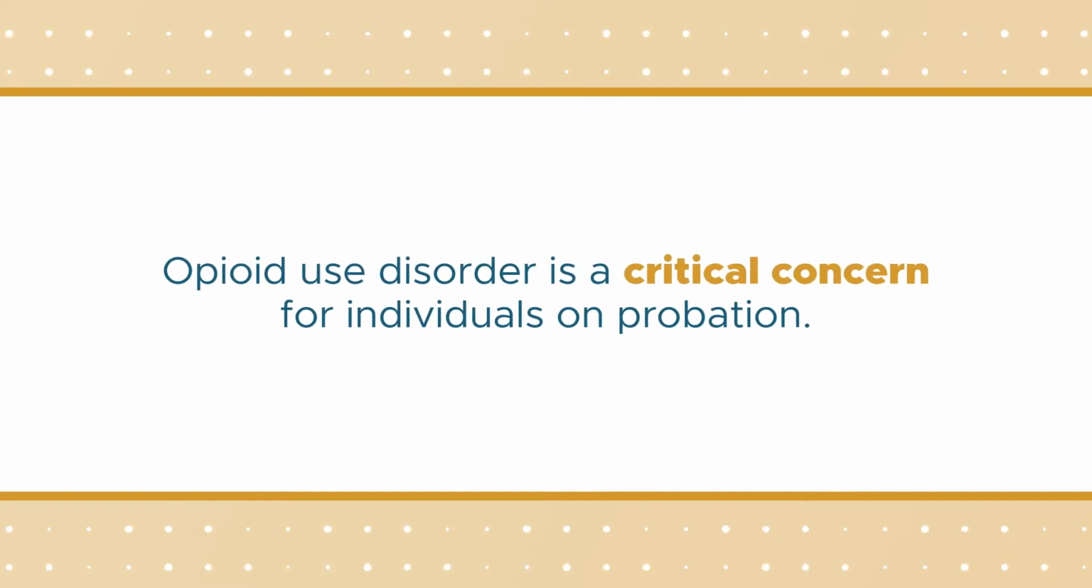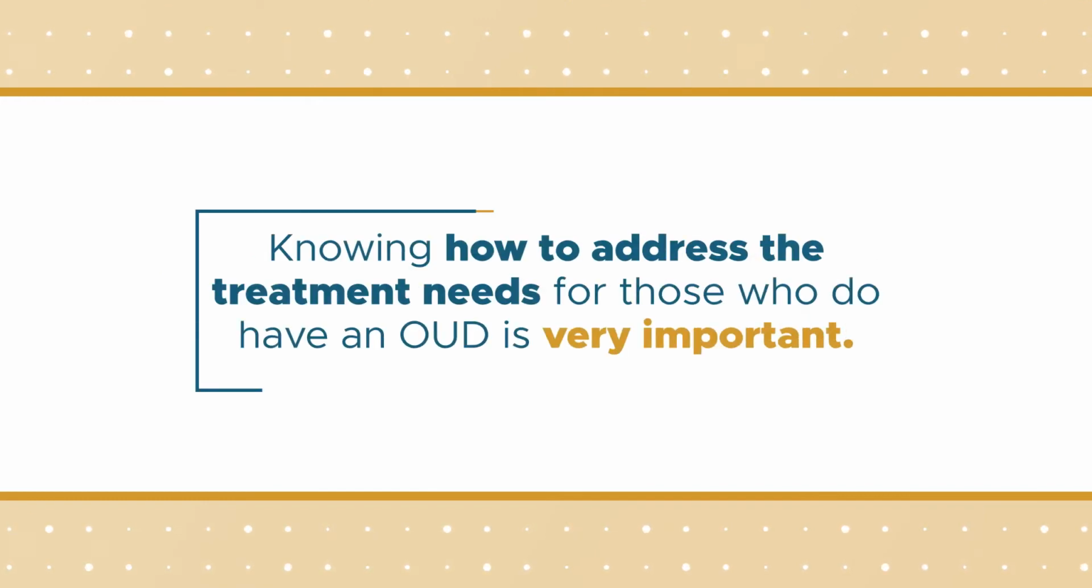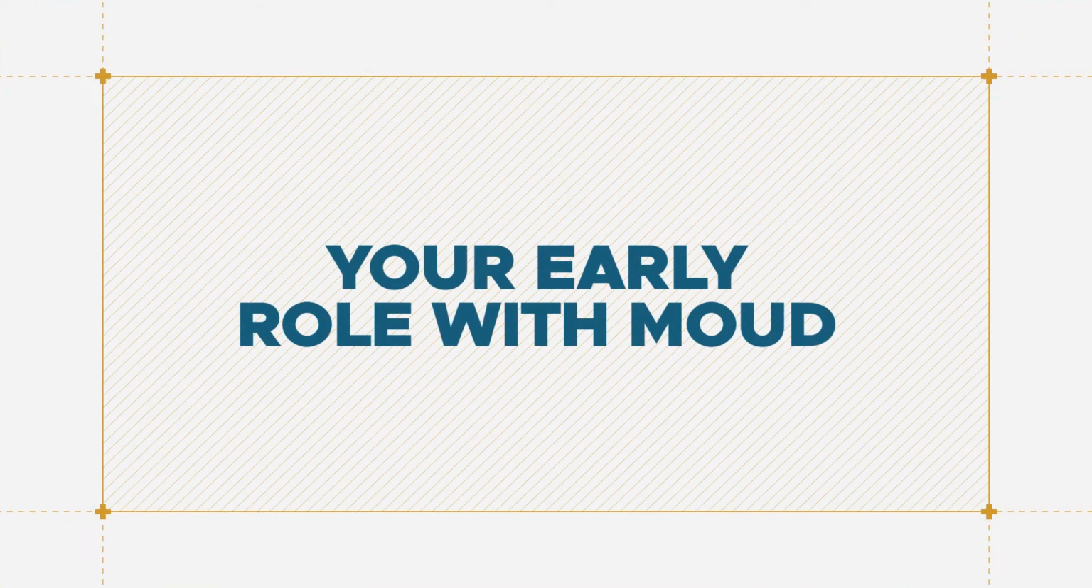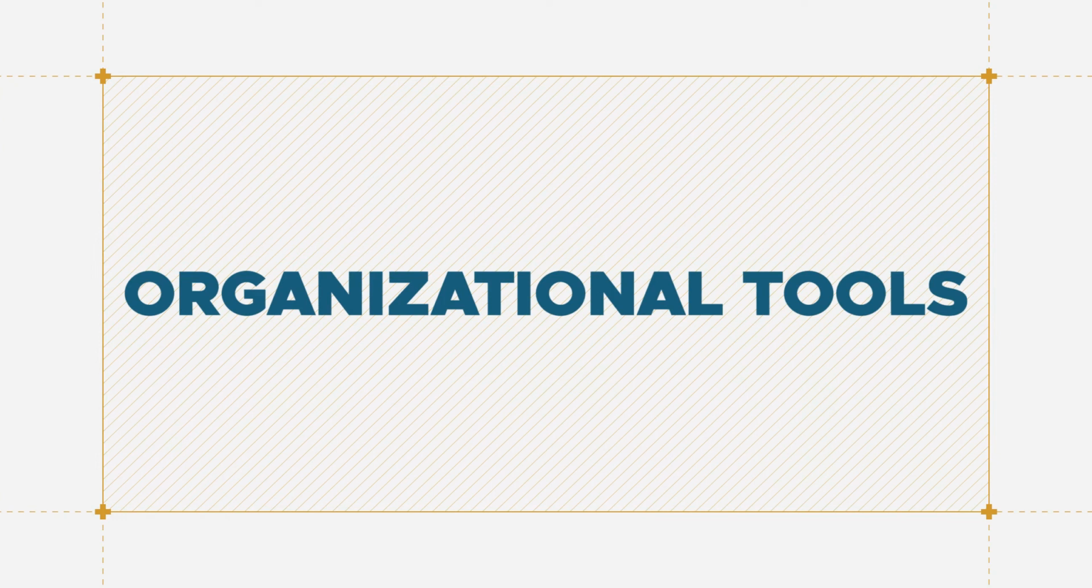As you can see, opioid use disorder is a critical concern for individuals on probation. While opioids may not be the primary substance used by the individuals you supervise, knowing how to address the treatment needs for those who do have OUD is very important. As part of your work with individuals, you must understand their relationship with opioids. And, as you learned about in the last module, screening and assessing is one of the first stages of the behavioral health services cascade, where the PO is very important to identifying the potential needs for treatment specific to OUD.